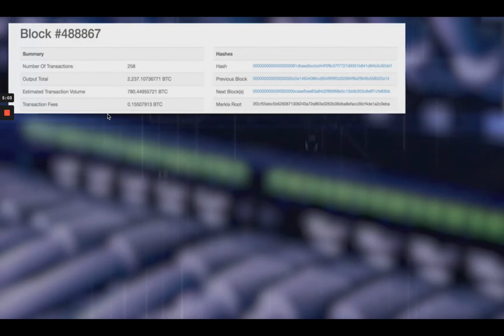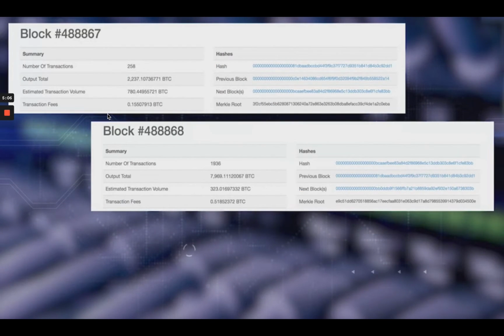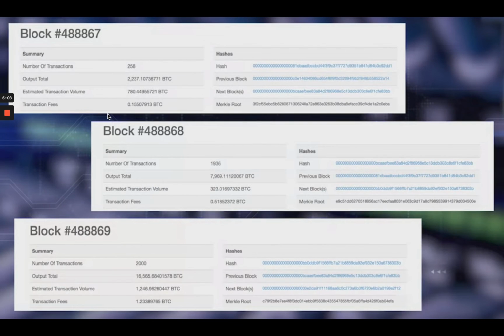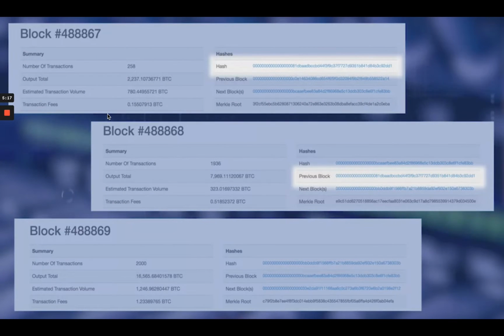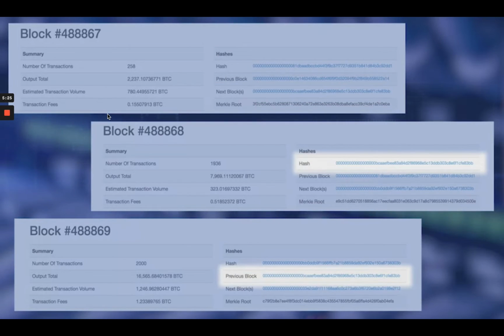Now let's look at the structure of the blockchain by peeking into the Bitcoin blockchain. Our goal is to understand the link between the blocks. Let's consider the chain of 3 blocks: 488-867, 488-868, 488-869. 488-868, shown in the middle, has the hash of 488-867 as its previous hash. Block 488-869 has the hash of 488-868 as its previous hash, forming the links in the chain.